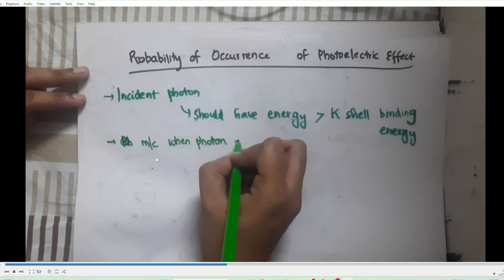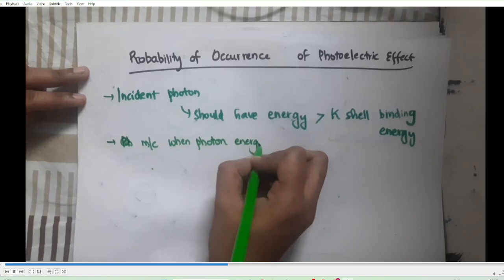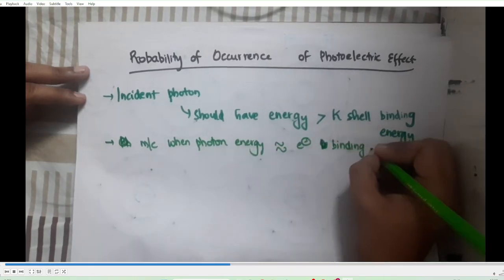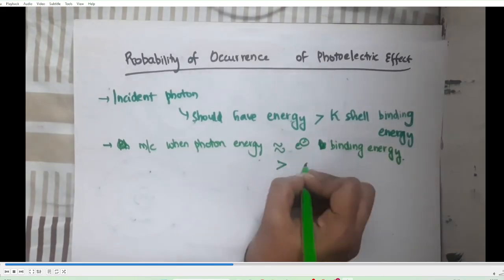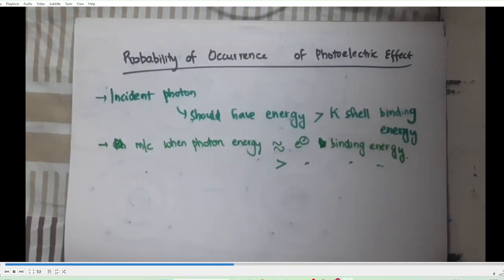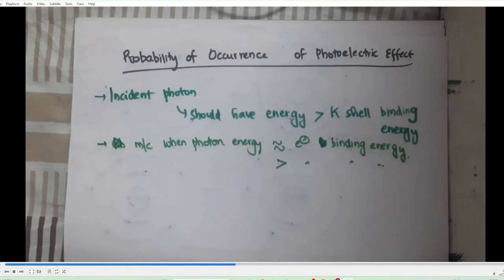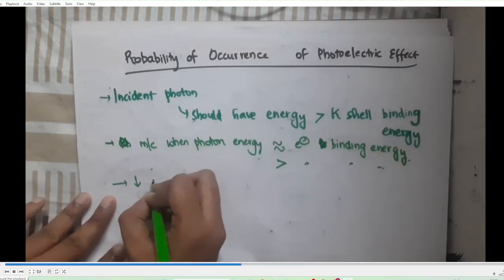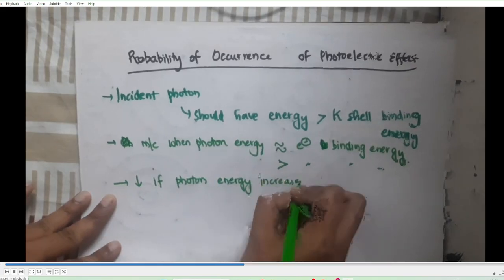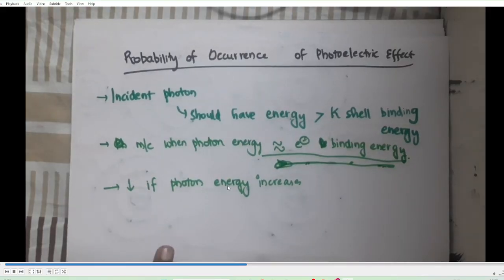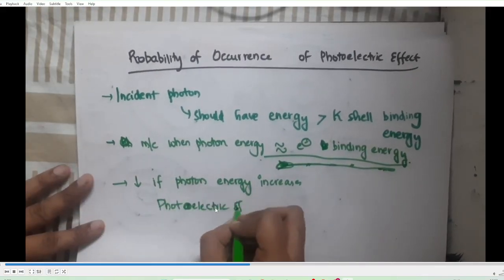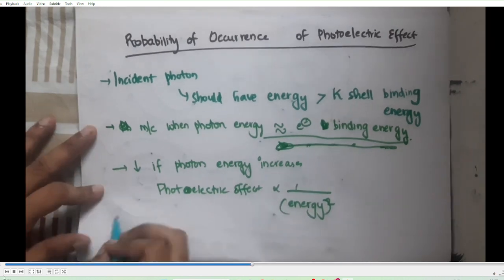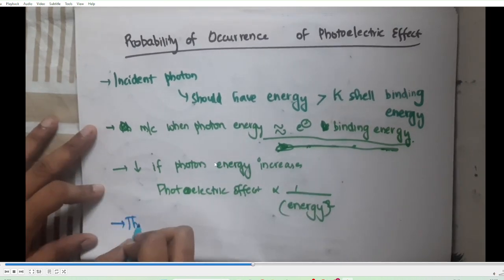Second point, the photoelectric reaction is most likely to occur when the photon energy and the electron binding energy are nearly the same. In fact, the photoelectric effect occurs when the photon energy is approximately equal to or just more than the electron binding energy. The probability of the photoelectric effect decreases if the photon energy increases. So, as the photon energy increases, the probability of the photoelectric effect decreases.